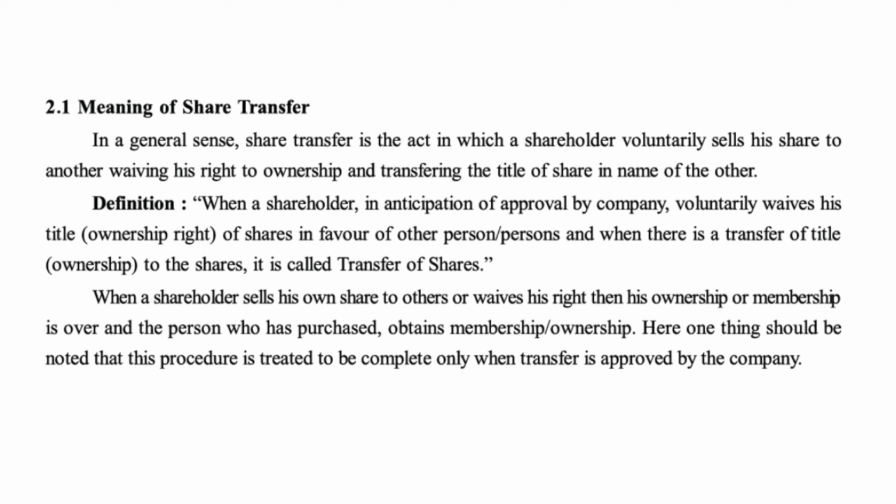Next is voluntarily waives his title. Here the important word is voluntarily. Next, he is waiving his title, plus the other person, the purchaser or the receiver, is getting the title. That is, the old shareholder's name will be removed from the register of members, and the name of the new shareholder will be added in the register of members, and the title will be transferred to him. Only then is the entire process of share transfer completed.